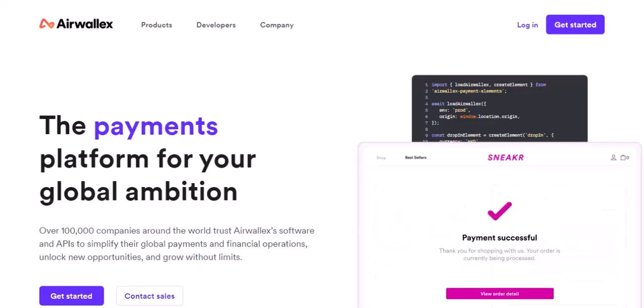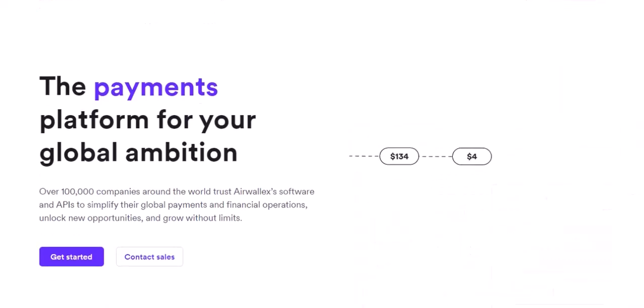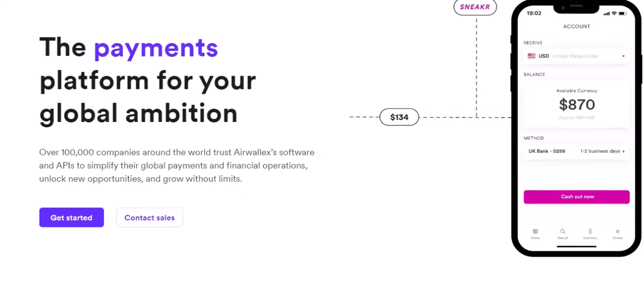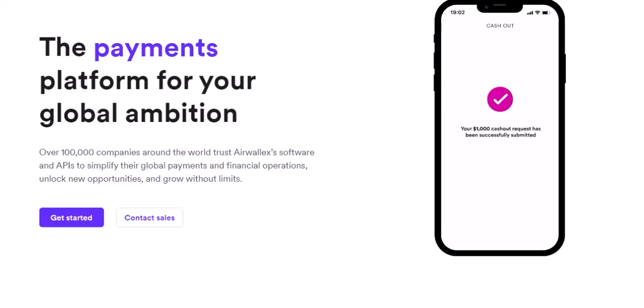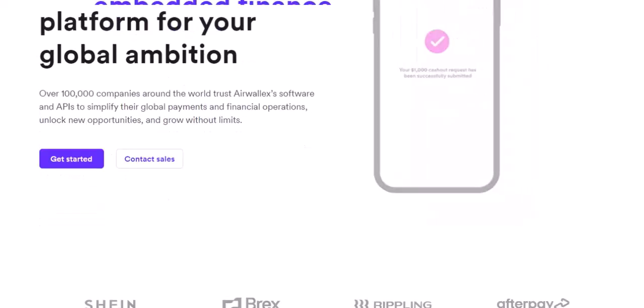Settlement accounts: this is where your magic happens. A settlement account is linked to your global account and acts as your withdrawal hub. You can hold funds in your preferred currency and then send them to your local bank account.